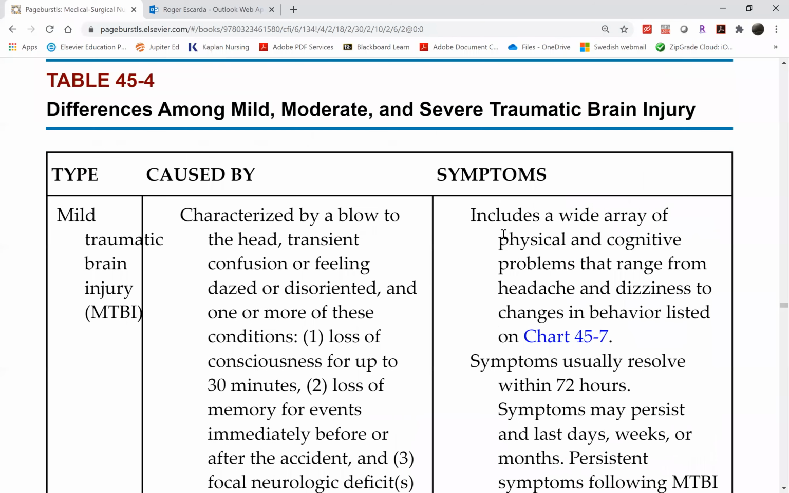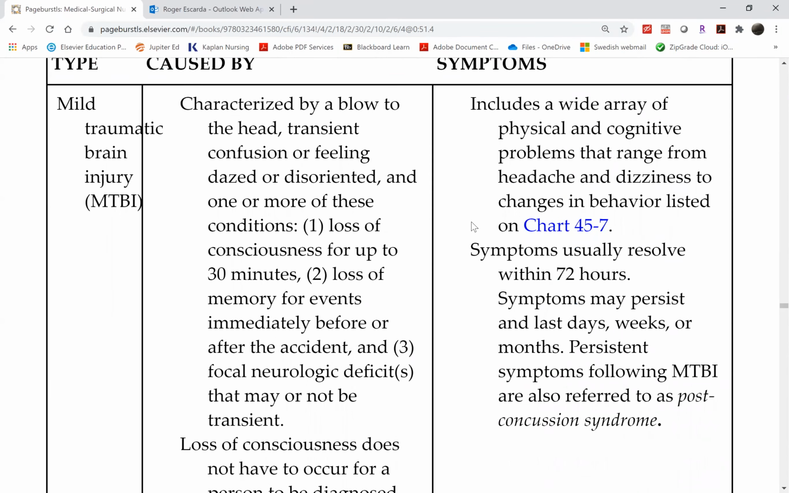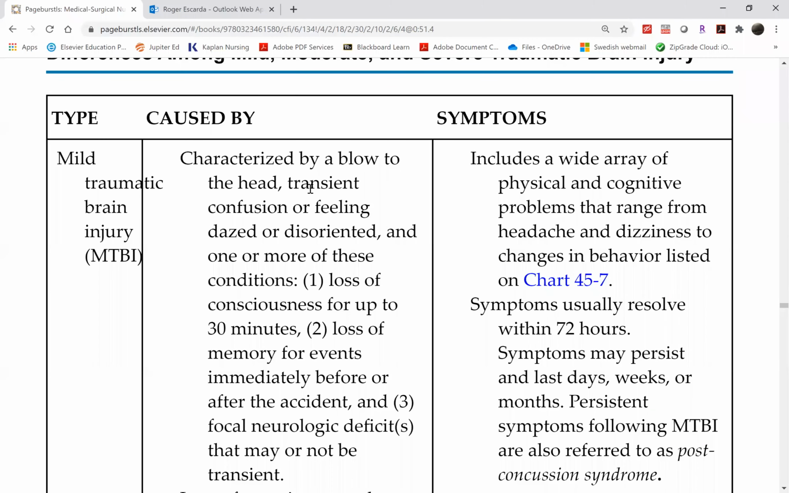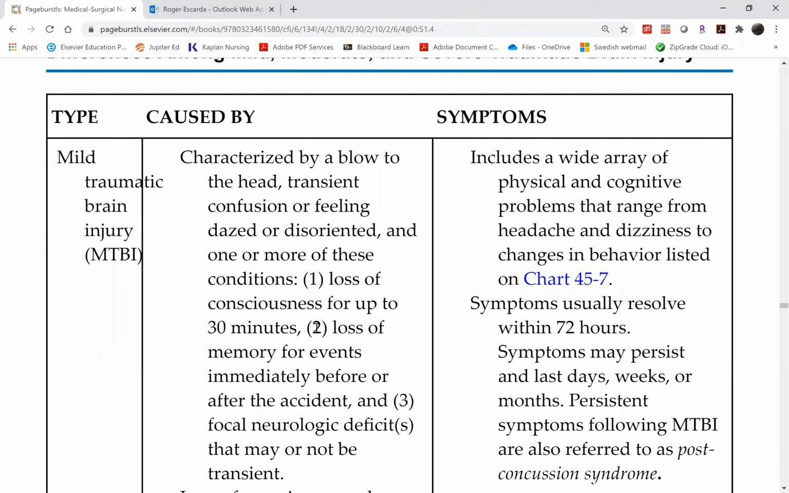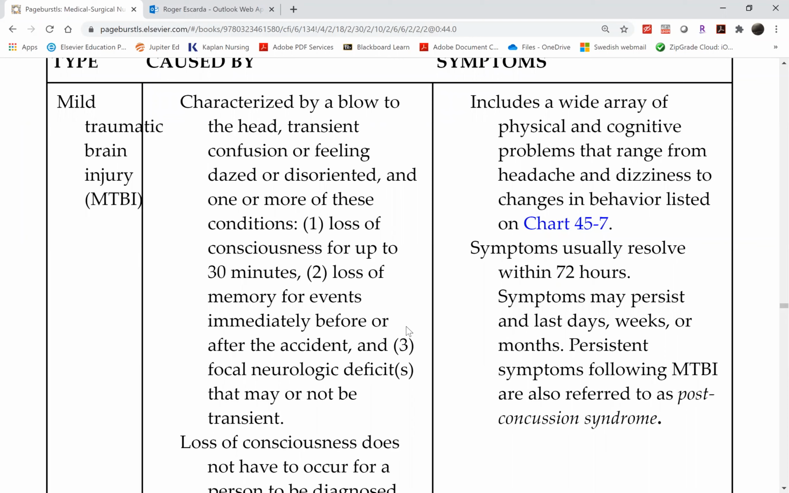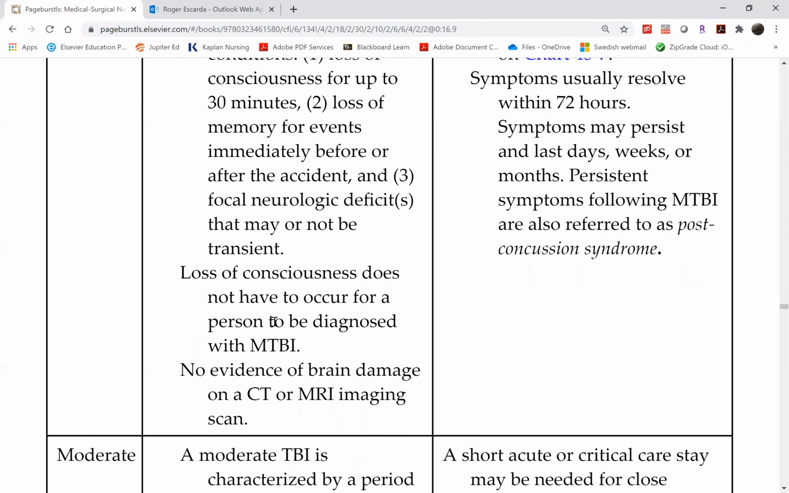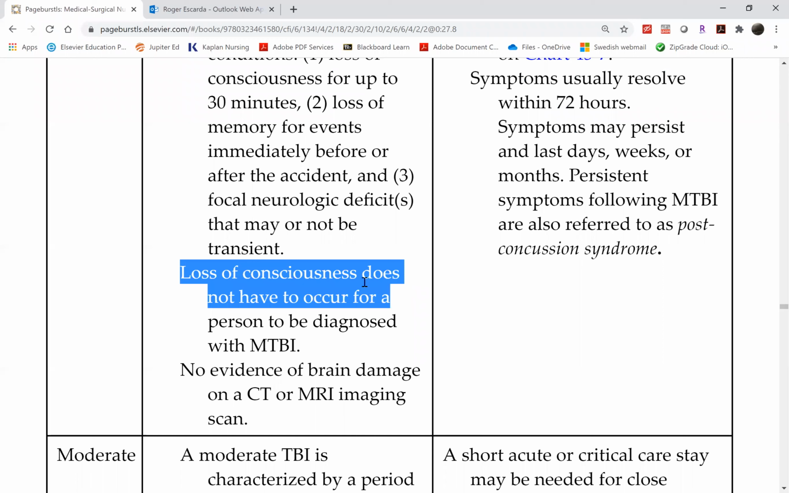So mild traumatic brain injury. The difference between the three here is how long the loss of consciousness is. In mild, there may be none, or if there is any, the loss of consciousness is only up to 30 minutes. Loss of memory can be possible, as well as focal rather than diffuse deficits, meaning the patient will have, let's say, mild memory lapses, for instance, or none. As stated here, loss of consciousness does not have to occur, and if it's absent, it doesn't mean you don't have mild TBI. You still have it.